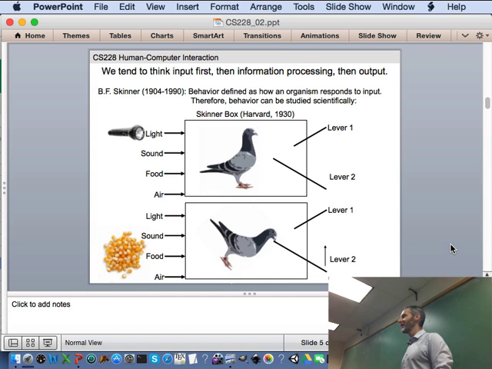How would that experiment allow us to tell whether the pigeon is capable of learning? What would we expect? What would be your prediction of the outcome of this experiment?